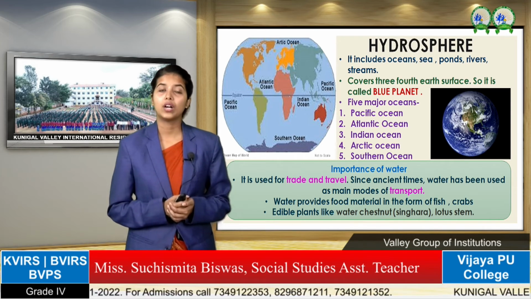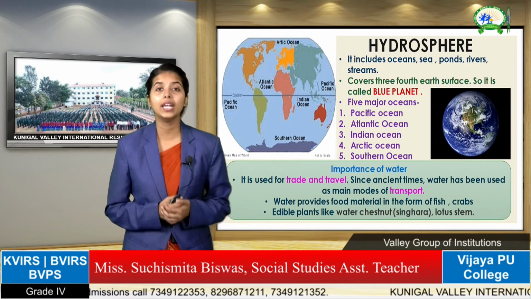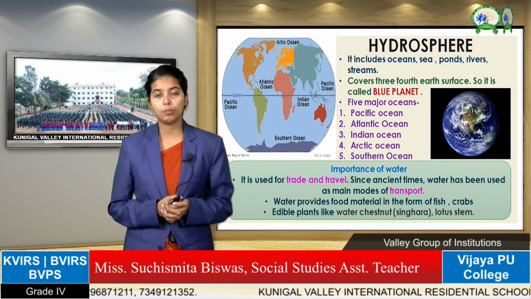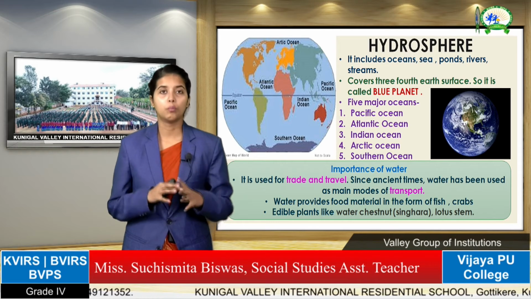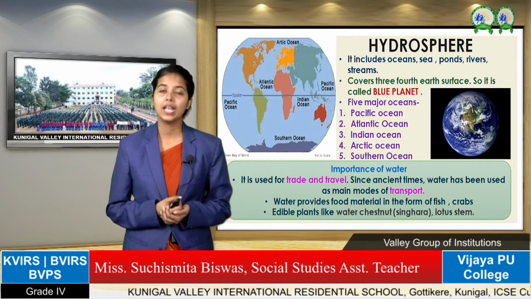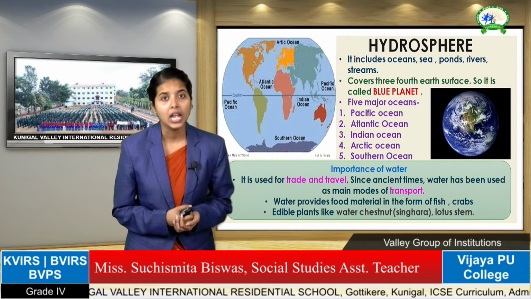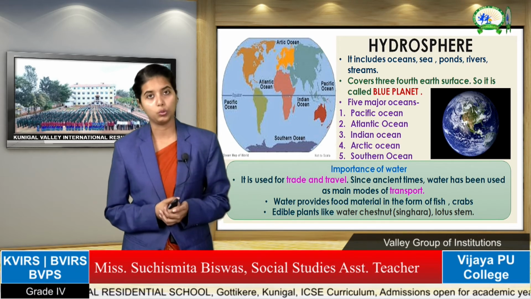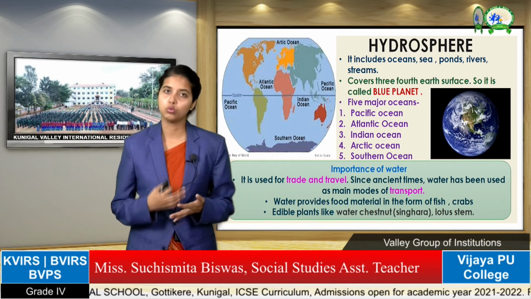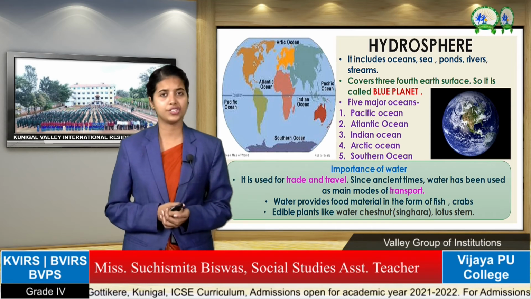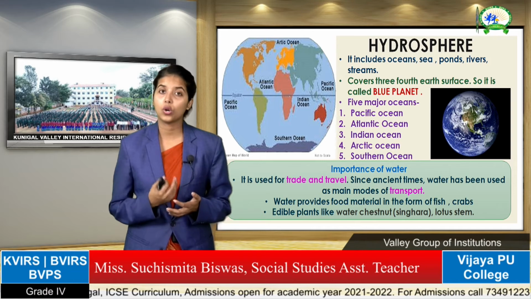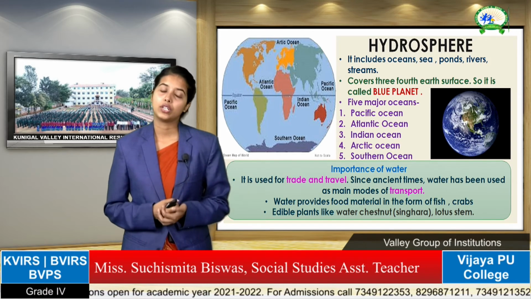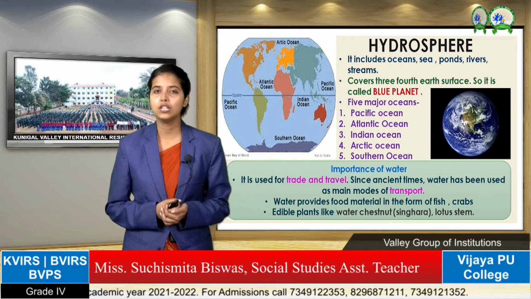Why? Because our Earth's 97% is covered by water. So when the picture is taken from the top, it looks like a blue ball or blue planet. That's why the Earth is called the blue planet: it contains so much water, and the color of the water is blue. And what is the importance of this? The importance of the blue planet, or the hydrosphere, is that without water we can't live, and for every purpose we actually need water.